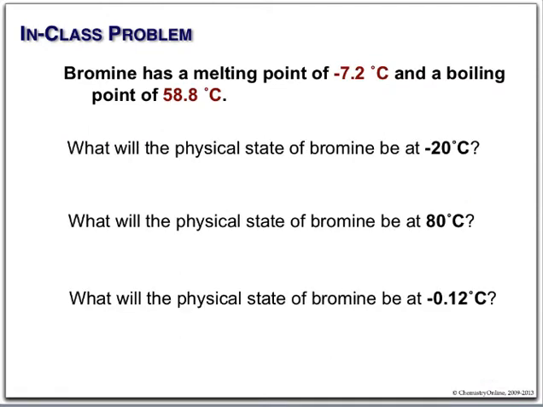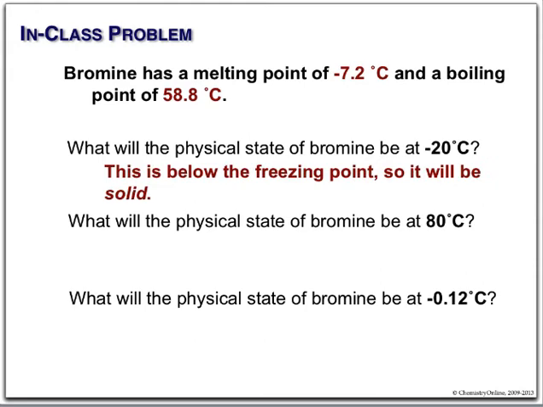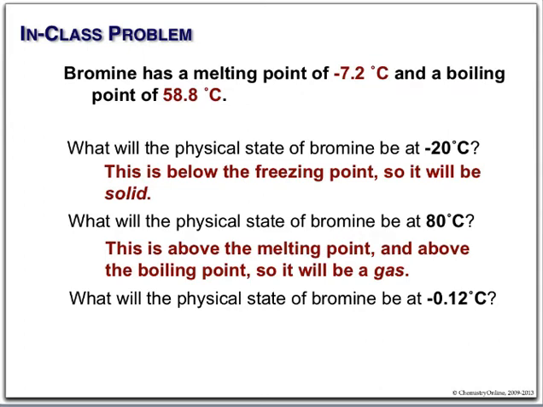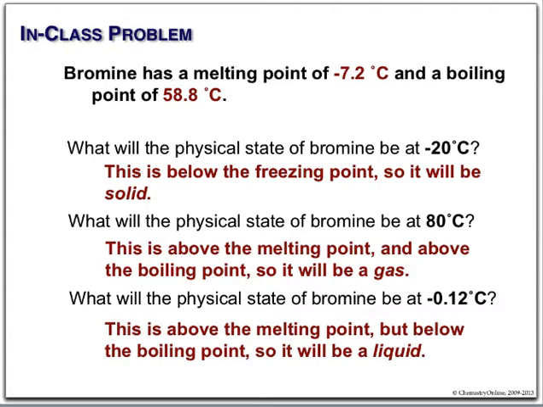If I ask you what the physical state of bromine will be at minus 20, well, you look and you say minus 20 is below the melting point, therefore this is going to be solid bromine. At 80 degrees, while our boiling point is 58.8, this is above our boiling point, so we're dealing with bromine in the gas phase. And finally, if we were at minus 0.12 degrees centigrade, that's below the boiling point, but it's above the melting point, so we have liquid bromine.